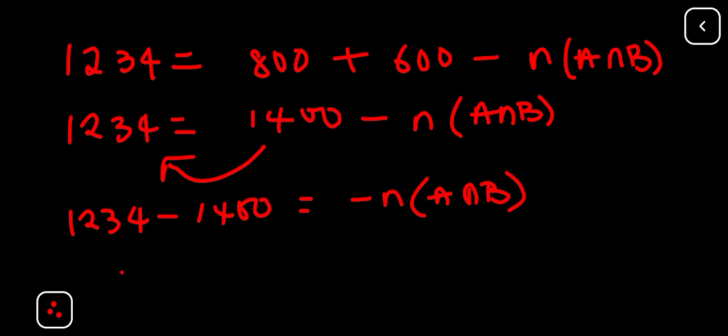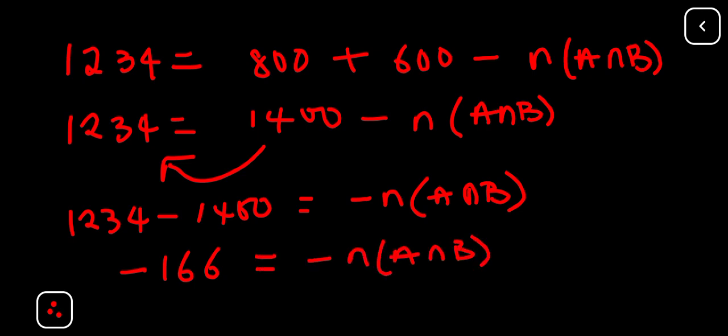So when we subtract this, we'll have negative 166 equal to negative the intersection, and the negative will cancel out, right? So that's the number of students that went to both. So therefore, the intersection of A and B is equal to 166 jam bytes. So 166 jam bytes went to both the opening ceremony and the gala night.